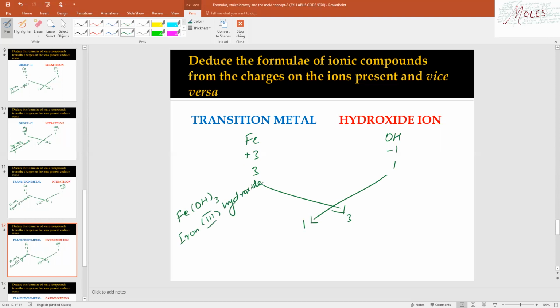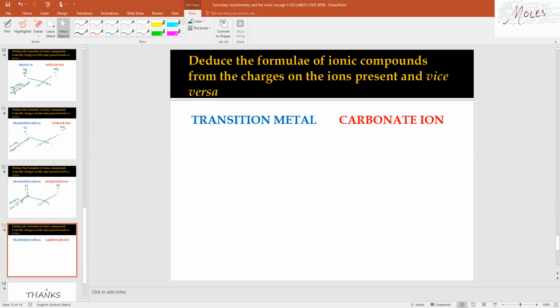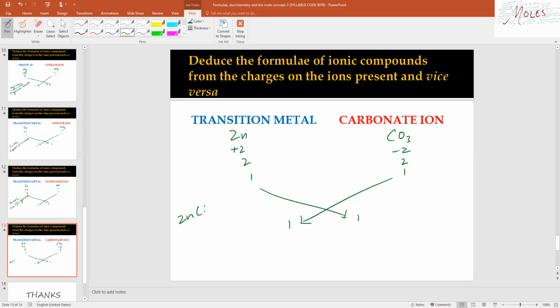The formula for zinc carbonate. Zinc +2, carbonate carries -2. It will be simplified at the earlier stages. The subscript will be swapped. You will get ZnCO3. The name will be zinc carbonate.